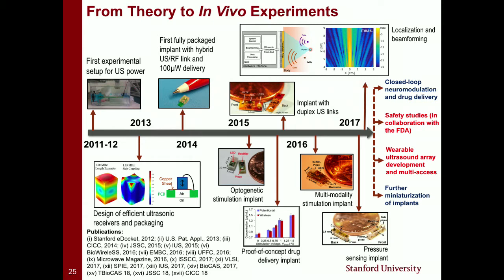We have 2 in vivo studies running right now, trying to take control of specific organs, specific nerves, with measurements, and close the loop. So that's one of the areas where we're very active.